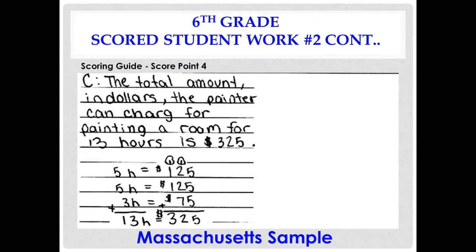And part C for this same student, which asked for the total amount in dollars the painter charged for painting a room that took 13 hours. The student wrote that the total amount the painter can charge for painting a room for 13 hours is $325. What the student did is they pretty much broke the time up. They started off with 5 hours, and they found from their previous example in Part B that 5 hours was $125. So another 5 hours would be another $125, and then they still had 3 more hours to go to make 13 hours, and they added the 75 to it to come up with 325.